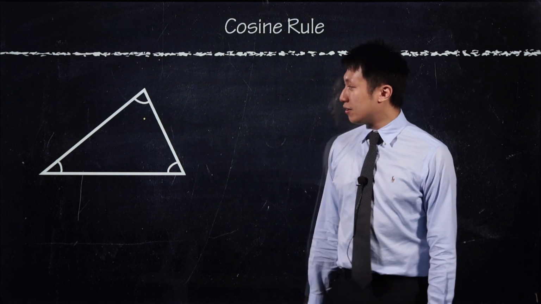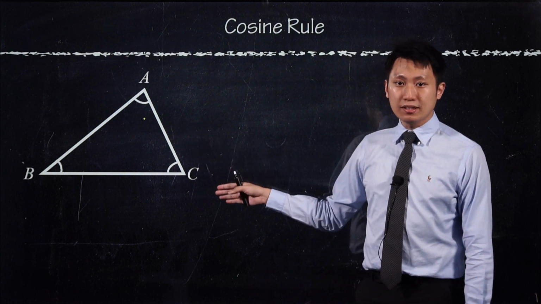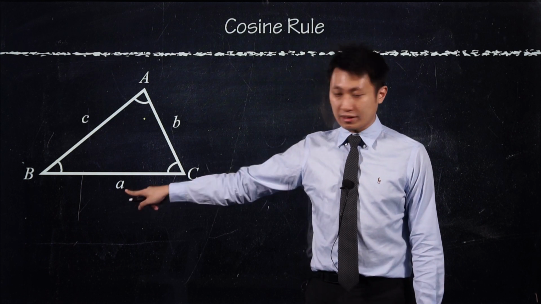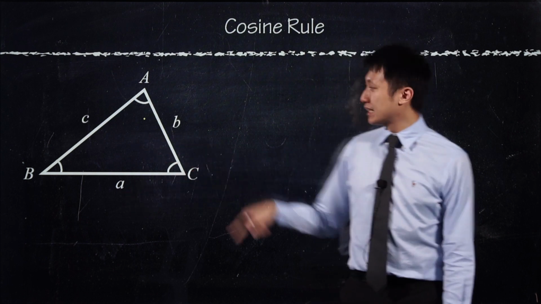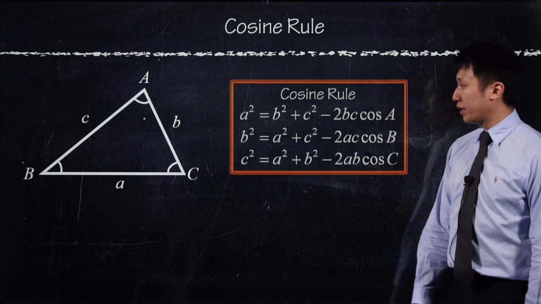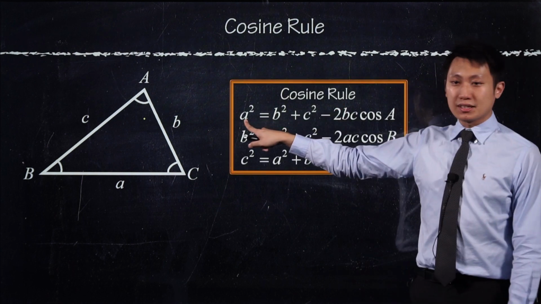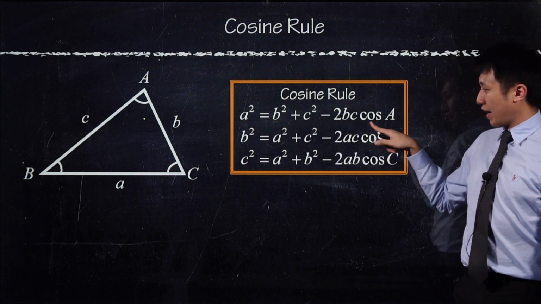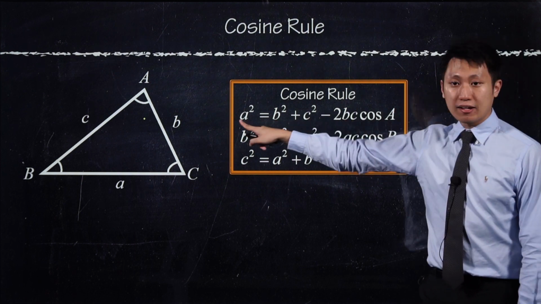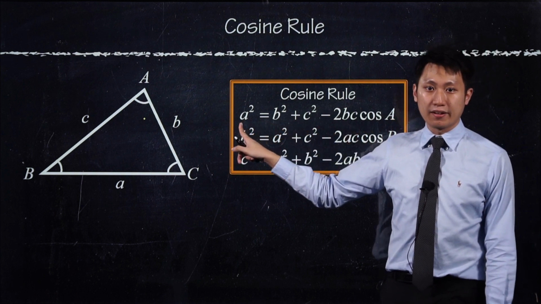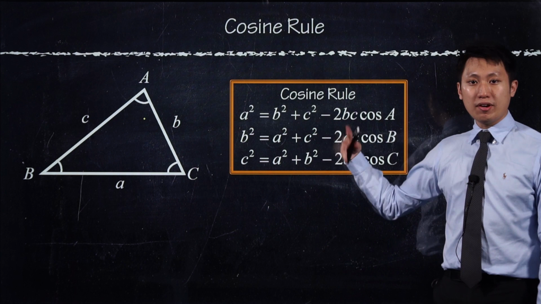Okay, so you have a triangle as usual, you have ABC here, and the corresponding sides are lowercase a, b, c. Then the cosine rule will be given by this. This one means the side, and cosine of the angle A. You see this angle A corresponds to the a here. Alright, so you have three of them.